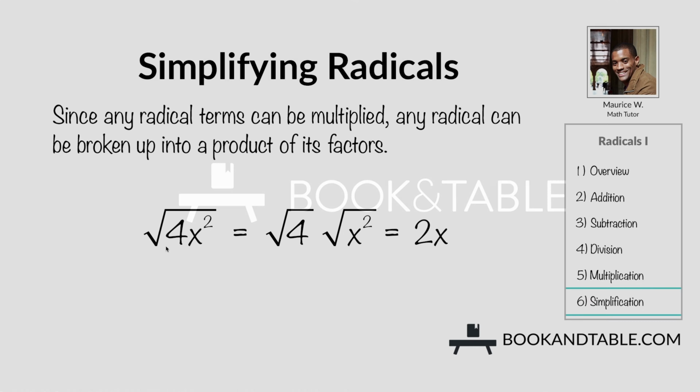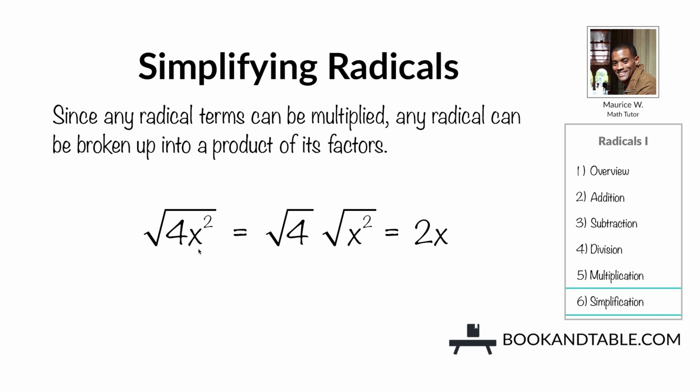So let's take a look at radical 4x squared. This is the same as radical 4, the first term, times radical x squared. The square root of 4 is equal to 2. The square root of x squared is equal to x. So the square root of 4x squared is equal to 2x.